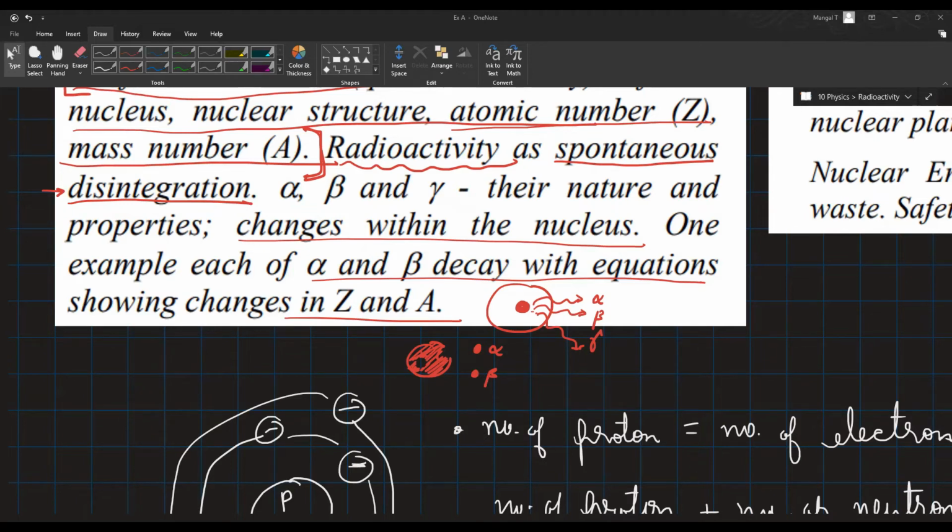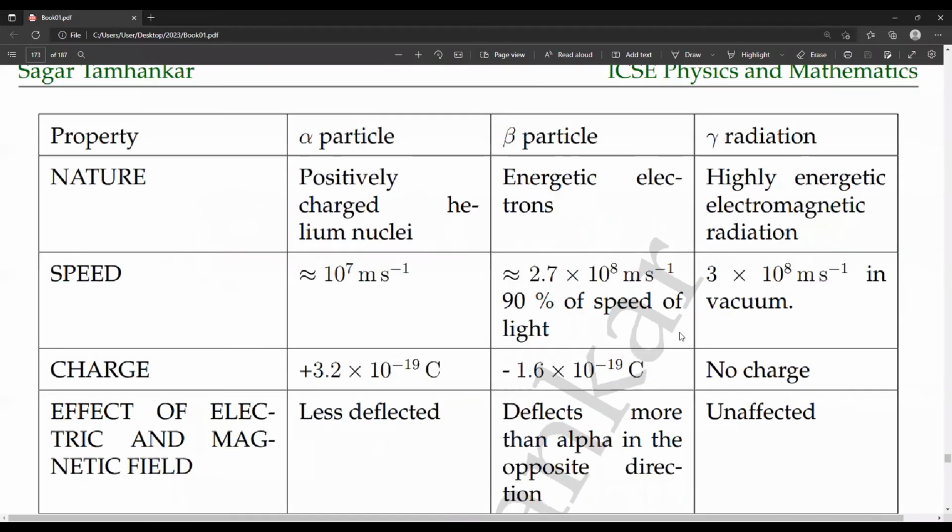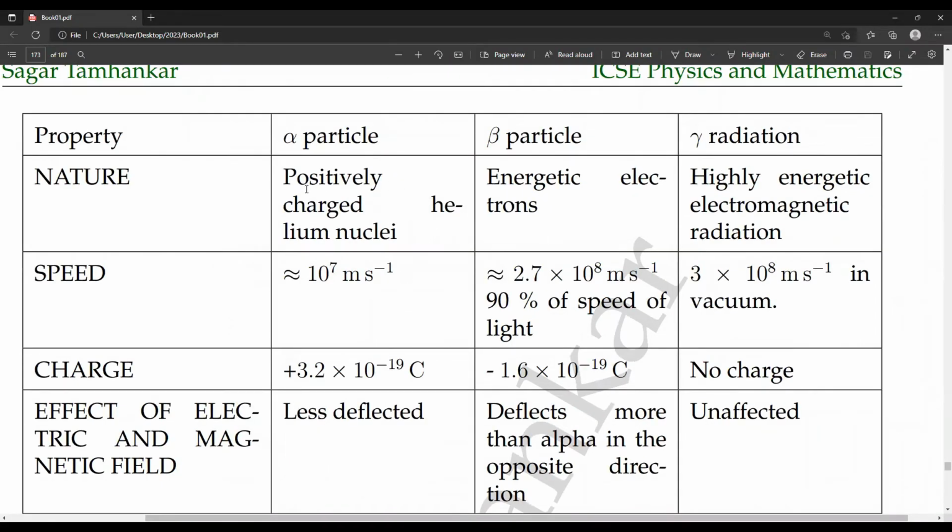Now, moving ahead, we will do some simple things to understand the equations. But before we move ahead, we should know the properties of alpha, beta, and gamma. I've given you that in the notes as well. So what is an alpha particle? It is positively charged and it is a helium nuclei. What is a beta particle? It is an energetic electron. What is gamma? It is an electromagnetic radiation.